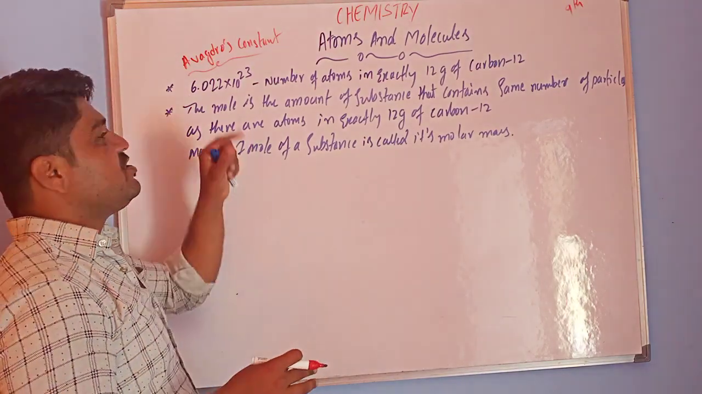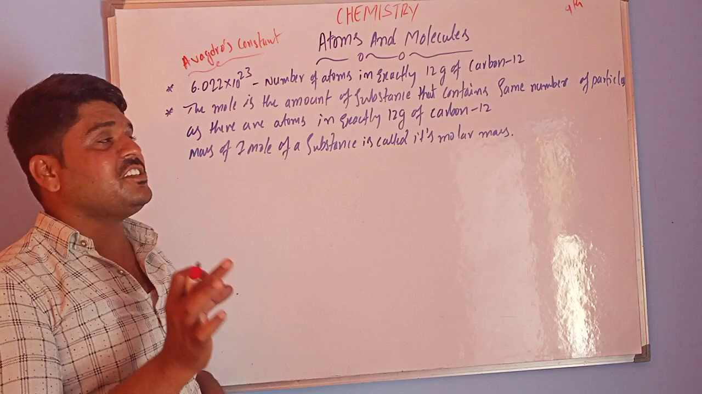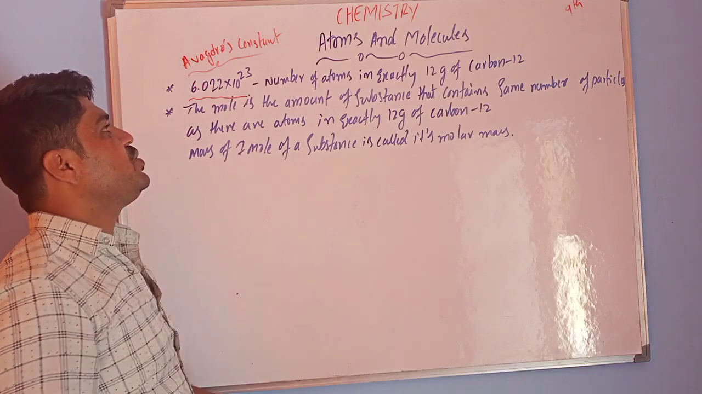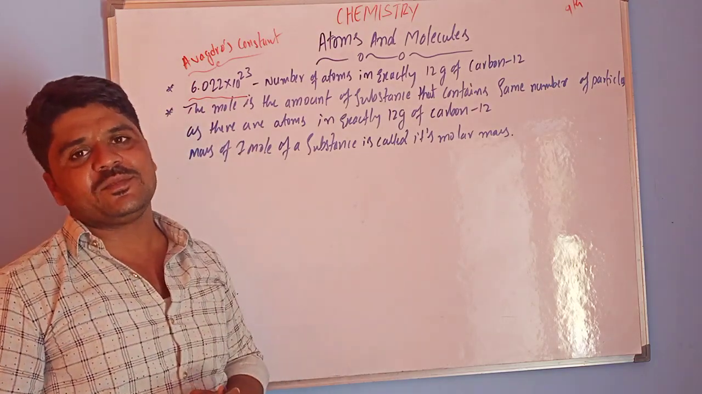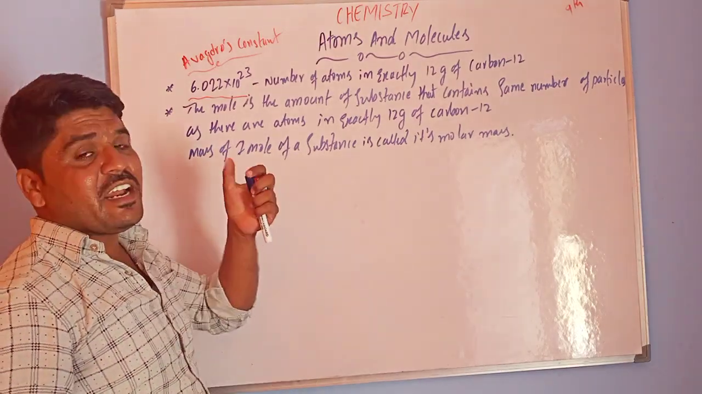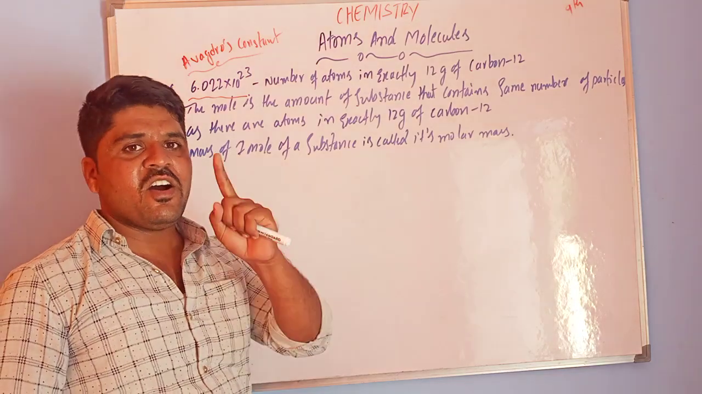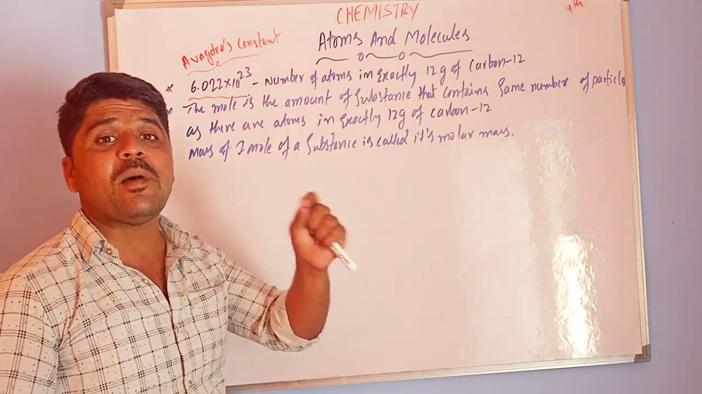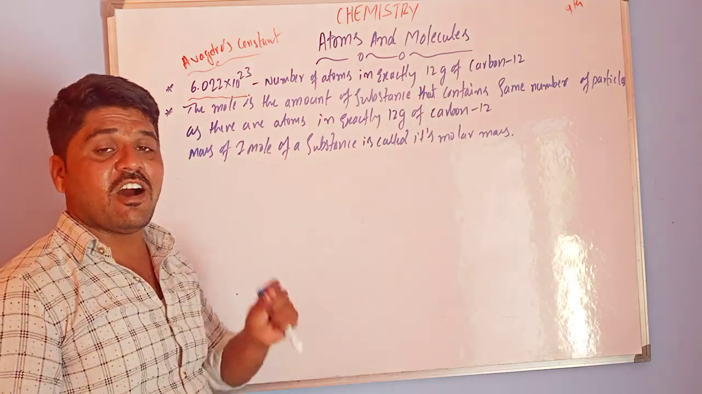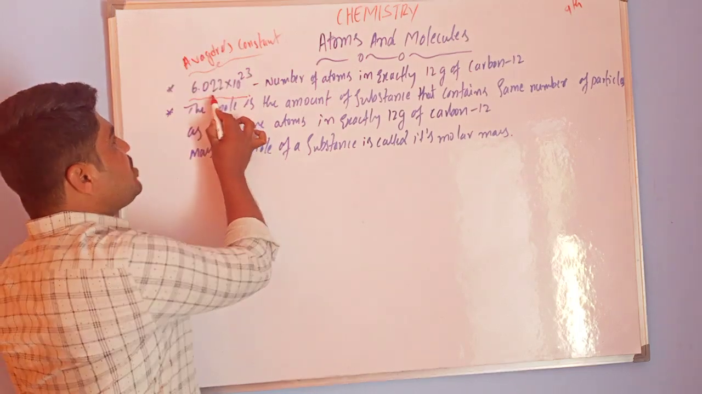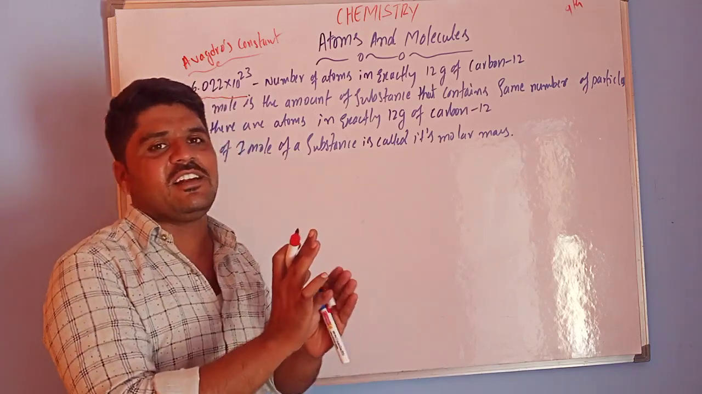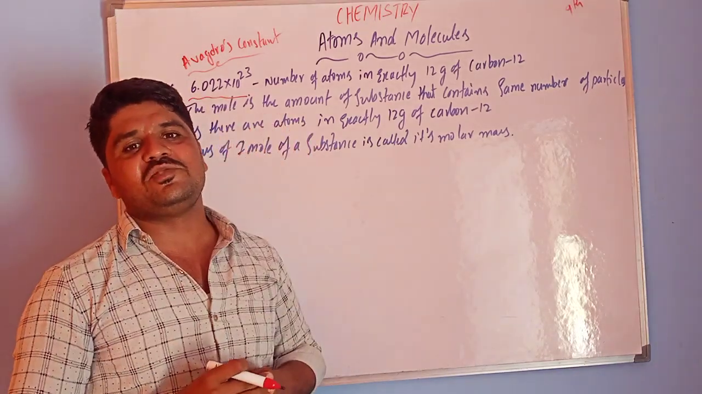It may be asked like this also: what is the value of 1 mole? The value of 1 mole is 6.022 × 10^23. The question could also be: how many particles are present in 1 mole of a substance, how many atoms, ions or molecules? The answer is 6.022 × 10^23 atoms or any particles present in a particular substance.